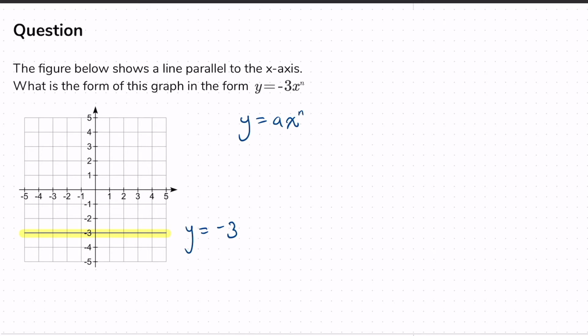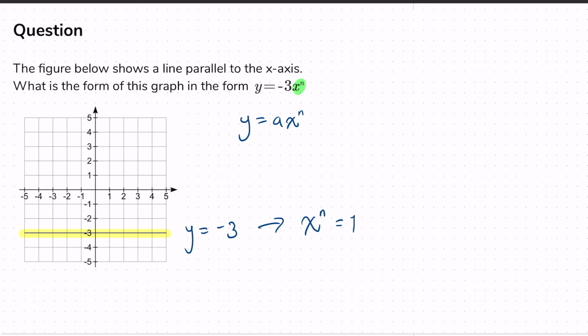So what does that mean? Well, that means that whatever's going on in here, -3 times that has to equal -3. So what does that mean? Well, that means that x to the n must equal 1. Otherwise, -3 times whatever's not going to equal -3.